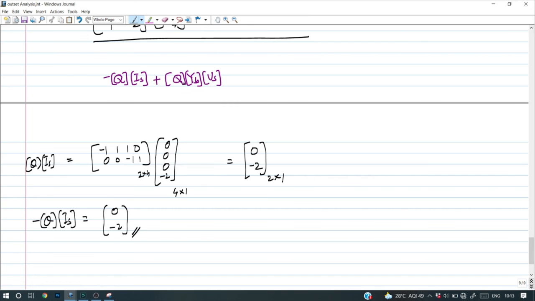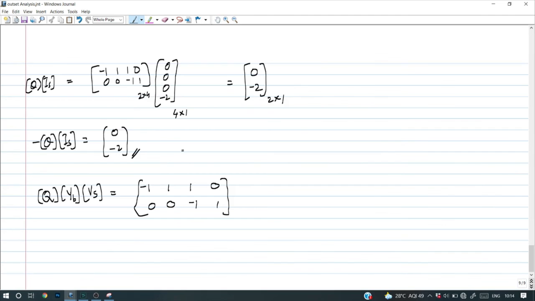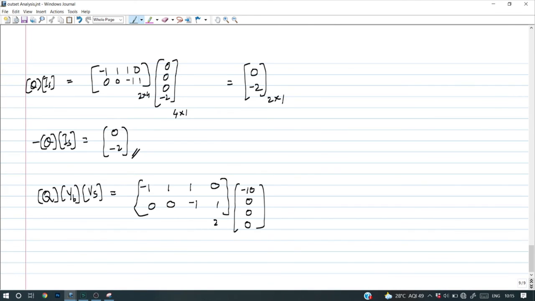Next we need to find out QYB VS. QYB is already known to us. So this is QYB. Next VS. VS we need to copy. This is your VS. We can copy this VS to there. Here also 2 by 4. This is 4 by 1. Therefore the output matrix size is 2 by 1. So minus 1 into minus 10, 10. Plus 1 into 0, 1 into 0, 0 into 0. So answer is 10. First entry, answer is 10. Next we can multiply this row with this column. 0 into 0. Everything is 0. So this is the product of this one.